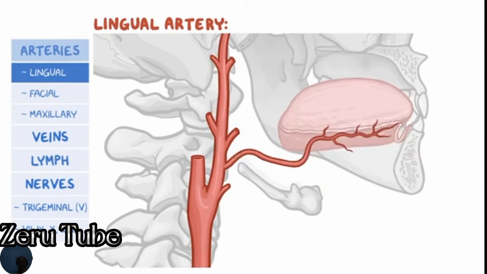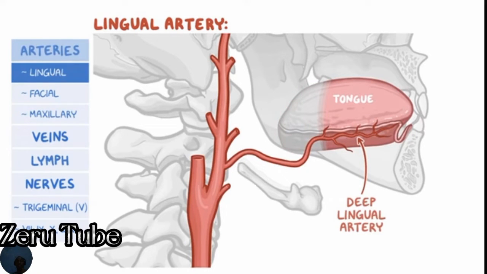So the lingual artery has different branches. The first branch is the deep lingual artery. The deep lingual artery is the first branch of the lingual artery, which supplies the anterior two-thirds of the tongue. The anterior two-thirds of the tongue is supplied by the deep lingual artery, a branch of the lingual artery.